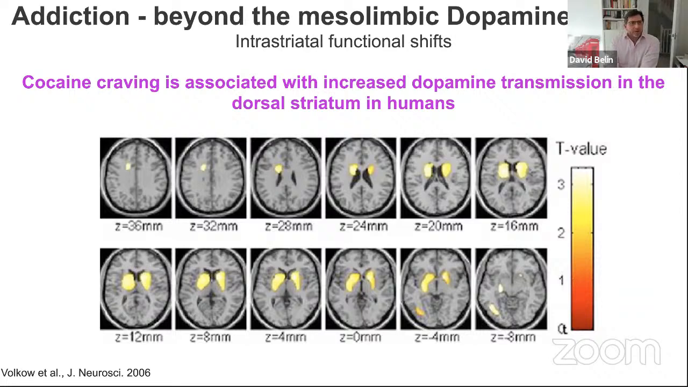And thereby suggesting that over the course of drug exposure, there is a transition in the neural locus of control from the mesolimbic system that mediates the reinforcing purpose of drugs to other striatal systems that are more to do with motor control and, we'll see, habits.